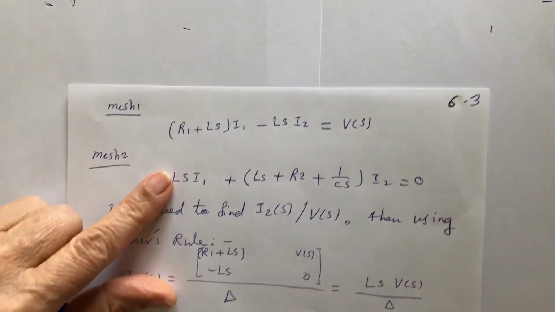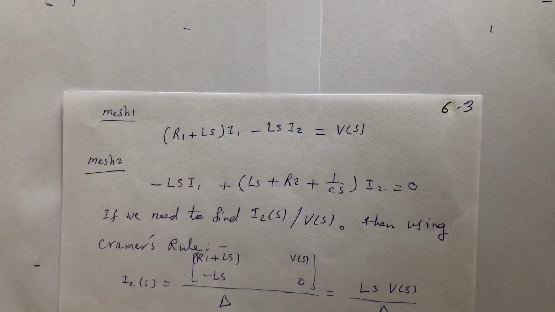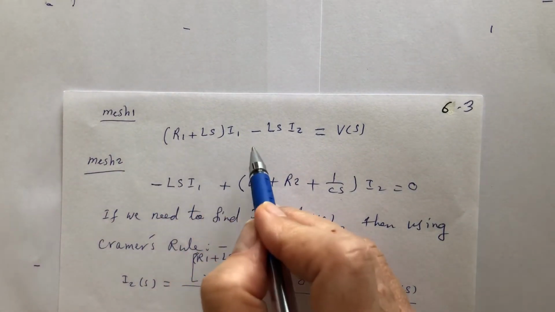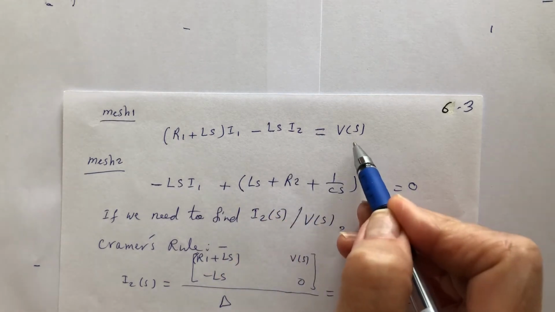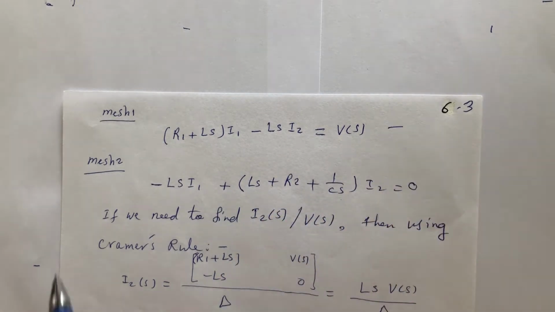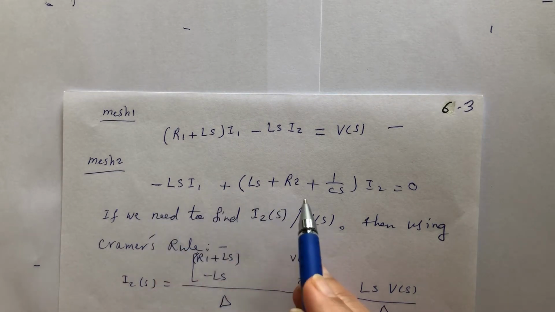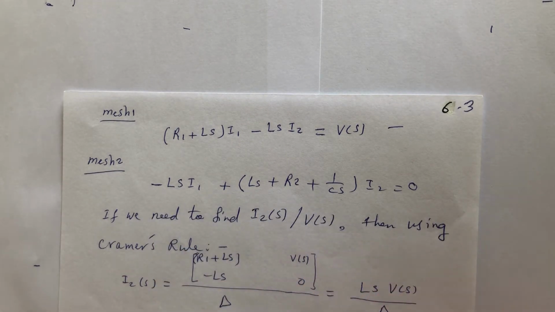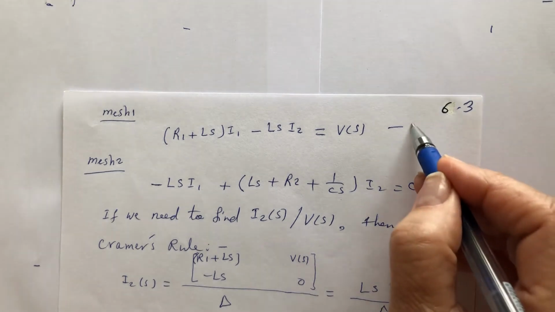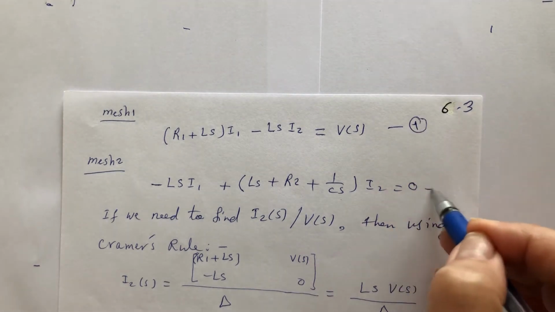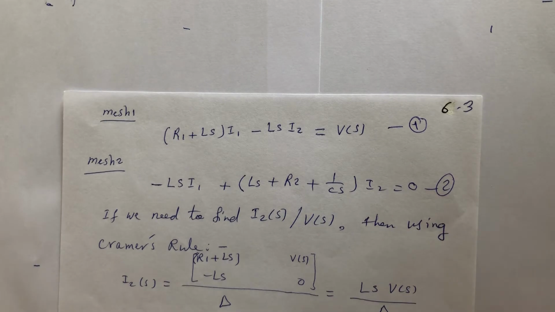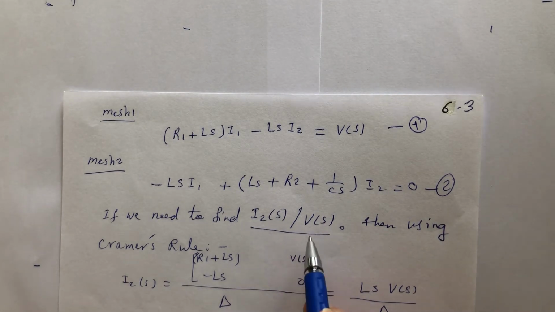So R1 plus LS I1 minus LS I2 equals V of S. This is mesh 1. And mesh 2: minus LS I1 plus LS plus R2 plus 1 over CS I2 equals 0. So we have equation 1 and equation 2. You remember Cramer's rule, and we want the transfer function to be I2 over V of S. Then using Cramer's rule, we put I2.